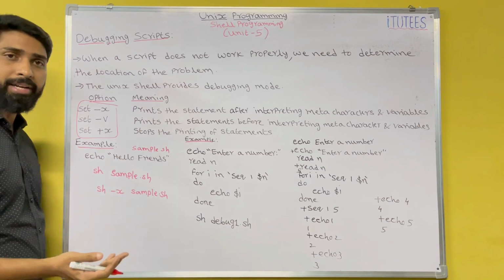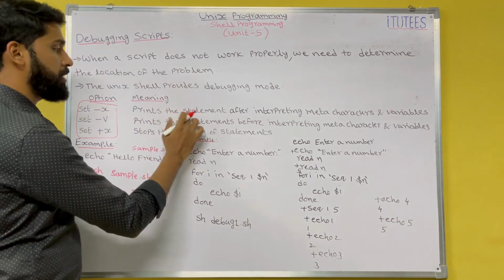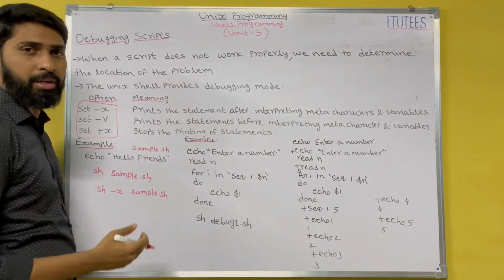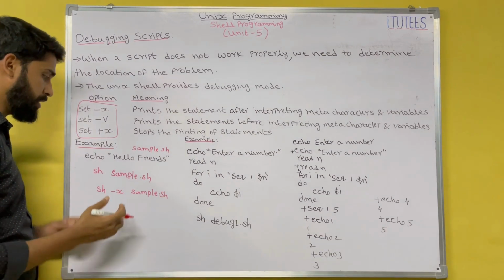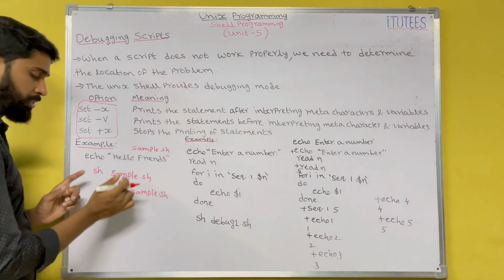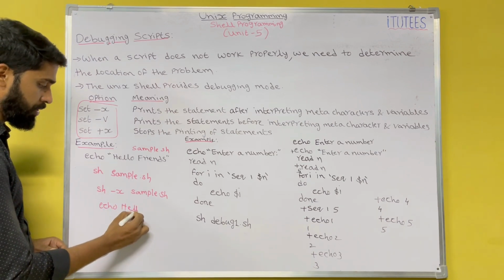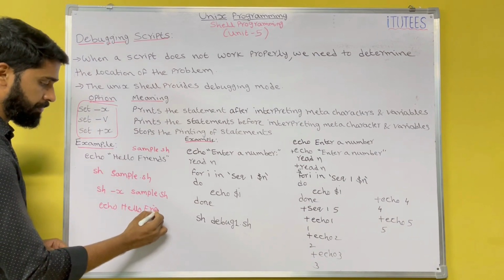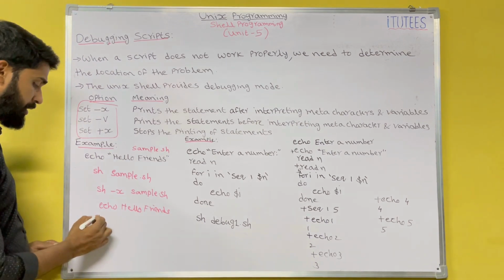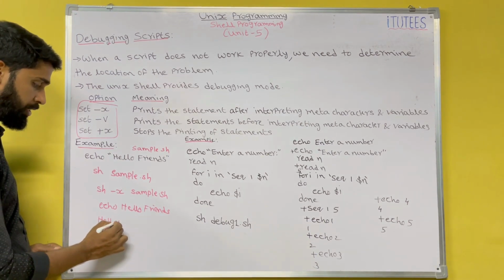-x means prints the statement after interpreting meta characters or variables. After interpretation of this, we get echo hello friends, and the output is hello friends. It displays these two lines.